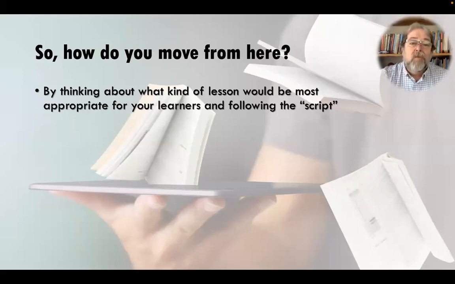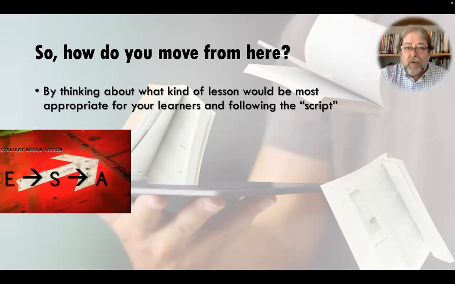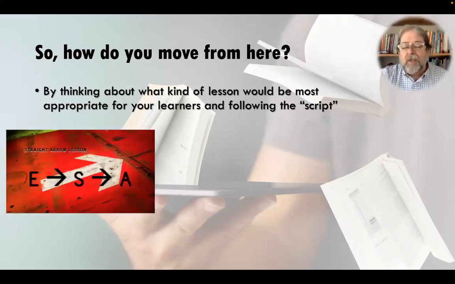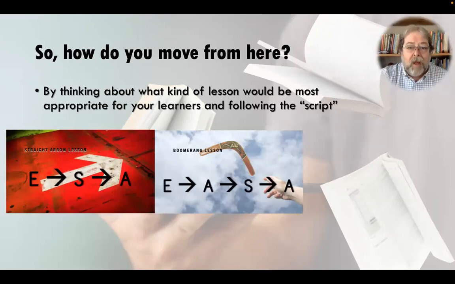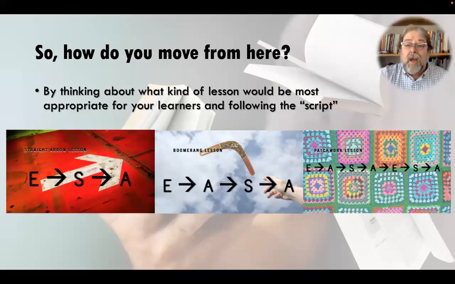So how do you move from here? Thinking about the different kinds of lessons that you can include. If you're teaching language, a straight arrow lesson is good. If you're promoting communication, a boomerang lesson is good. And if you are doing multi-skills development, a patchwork lesson may work. Please refer back to the video on these 3 kinds of lessons if you have any questions.